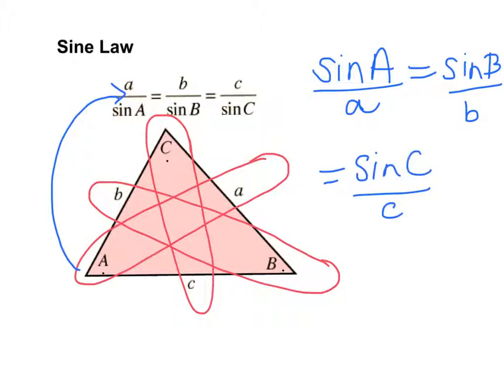When we're using sine law, we only need two ratios. We're going to have three things that we know and one unknown to solve for. So in this case, we can either solve for a missing side or a missing angle.